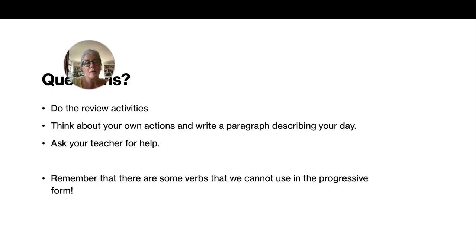And the important thing to remember is that there are some verbs that we cannot use in the progressive form. So I know we talked about head and heart verbs in the past. So think about that and good luck.